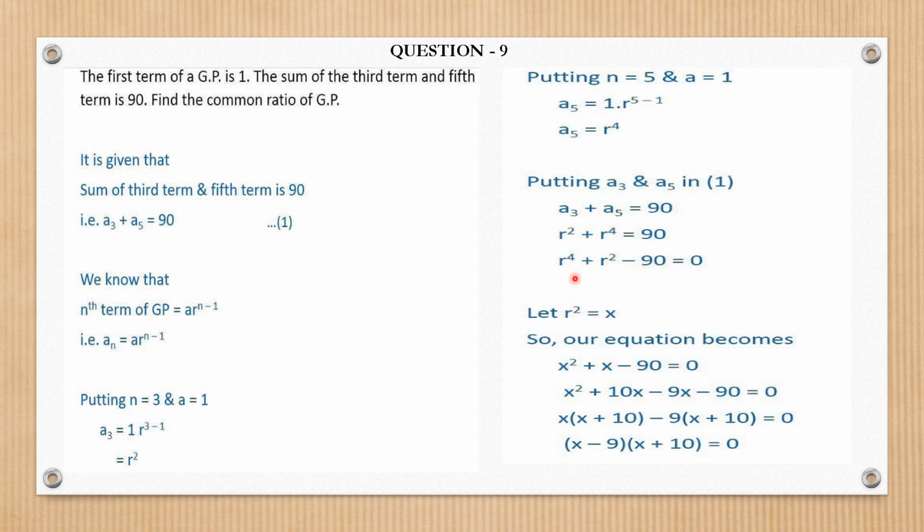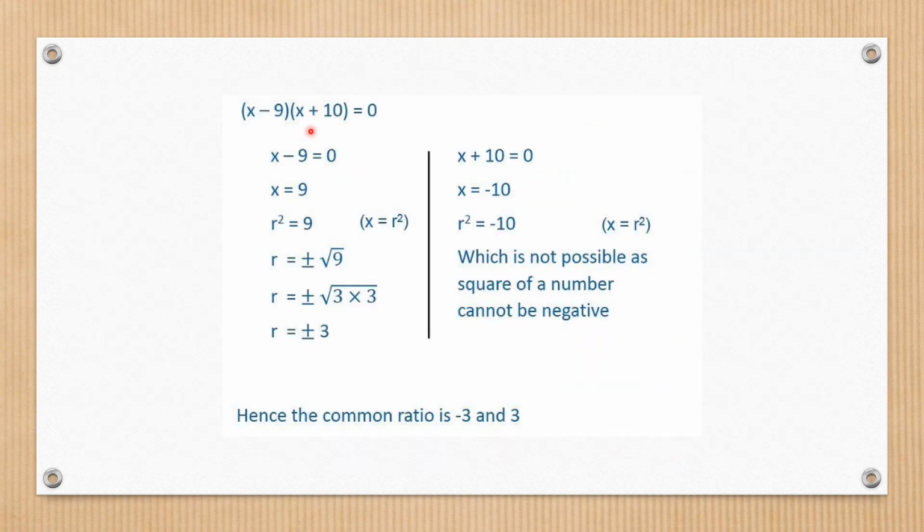So this is a biquadratic equation, but we are familiar with how we can solve it. Put r square is equal to say x. So it will become a quadratic equation, x square plus x minus 90 equal to 0. Now the factors for 90 will be 10 and 9. As the sign is plus, 10x minus 9x minus 90 equal to 0. After factorization, I'll get x minus 9 into x plus 10 equal to 0. That is, x is equal to 9 or minus 10.